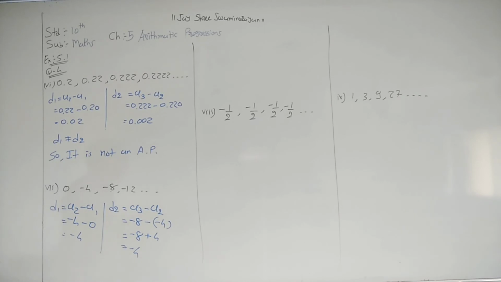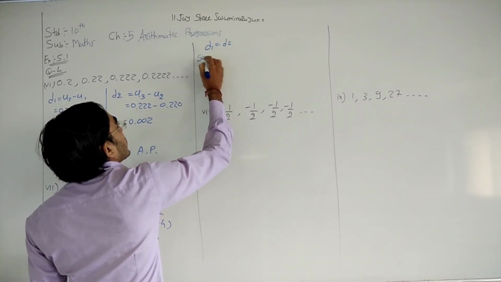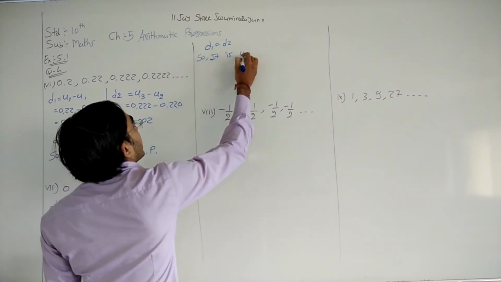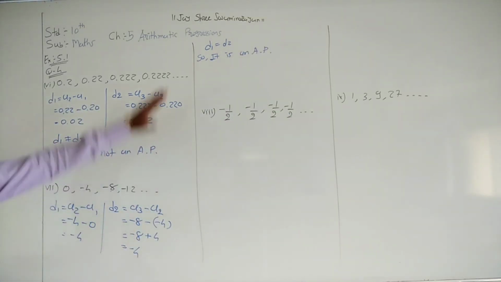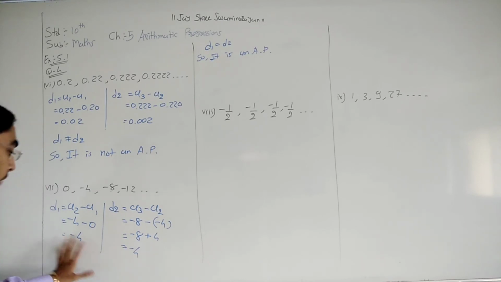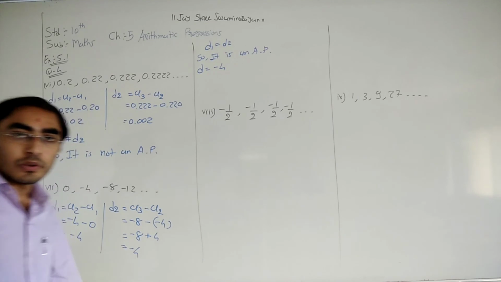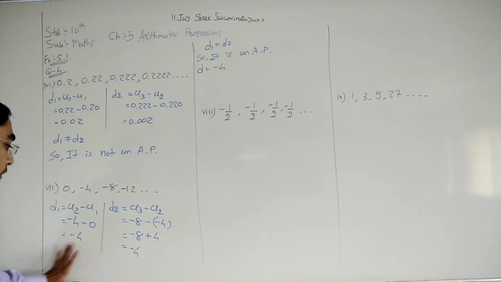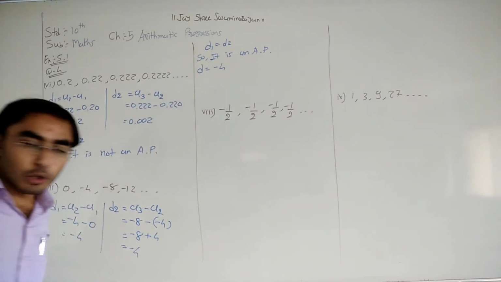So here we have the same difference, right? So we can write D1 is equal to D2. So it is an AP. Here our two differences are the same, so we can say that it is an AP. And we need to write the common difference D, that we already found here, minus 4. So D is equal to minus 4. This is an AP because we got the same answer. Common difference D is equal to minus 4.